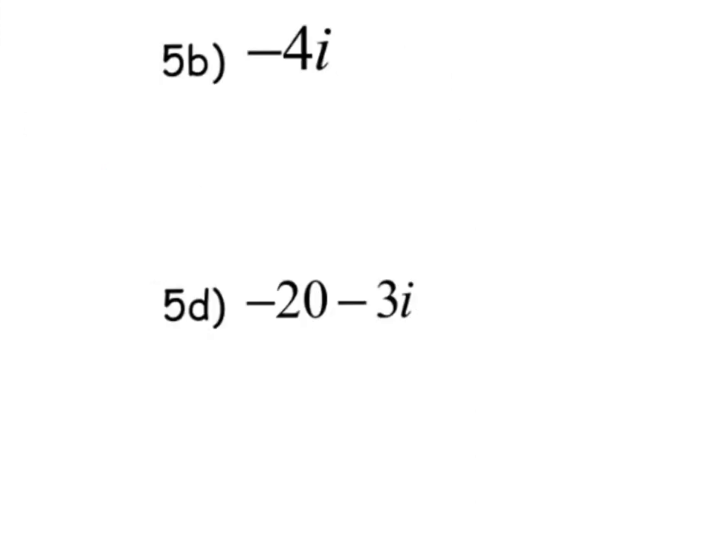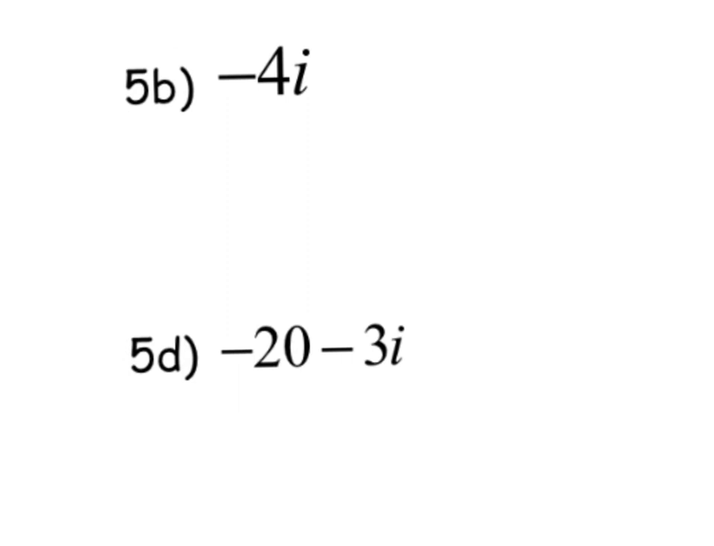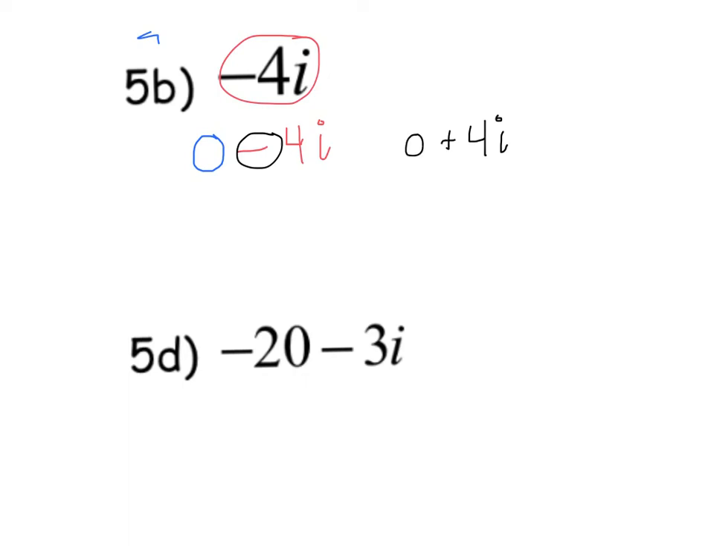Well, 5b is interesting. There's only one piece to it. So I have my blue pen ready, but I don't see any real parts. So that means the real part is 0. And then the imaginary part is the minus 4i. So in order to take the complex conjugate, we switch the sign in front of the imaginary part. So it's just going to flip to positive 4i. We could write 0 plus 4i, but we really don't need to. We can just write 4i and be done.